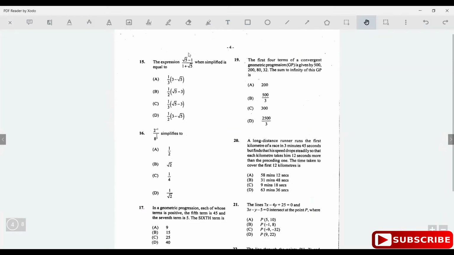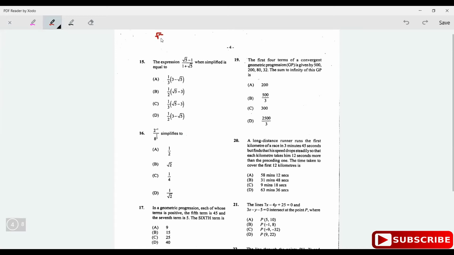All right, question 15. Question 15 says the expression root 5 minus 1 over 1 plus root 5 when simplified is equal to. So this expression right here, what is it equal to when you simplify? To simplify it, you need to rationalize the denominator.